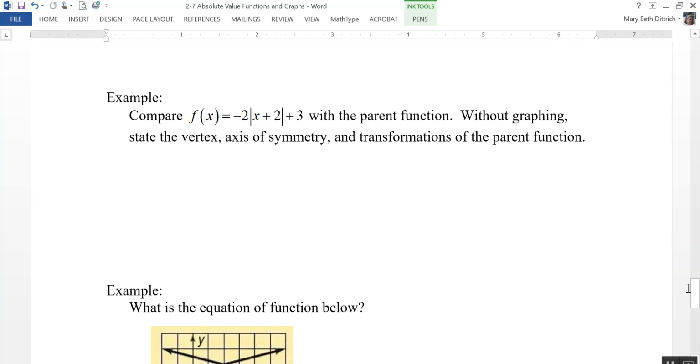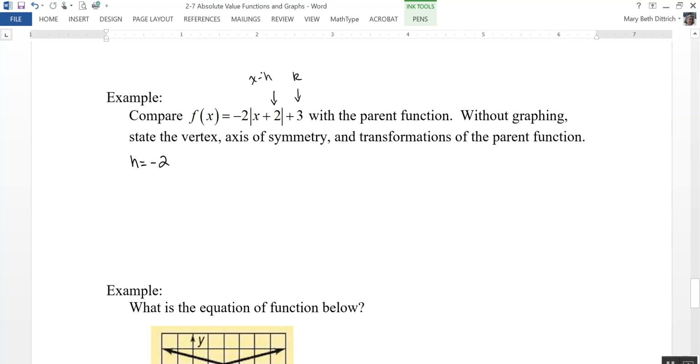So here we need to compare the function f of x equals negative 2 times the absolute value of x plus 2 plus 3 with the parent function. Without graphing it, we need to state the vertex, the axis of symmetry, and any transformations of the parent function. So looking at this, in between the bars I'm going to have an x minus h, and outside here I'm going to have a k. So my h is equal to negative 2.